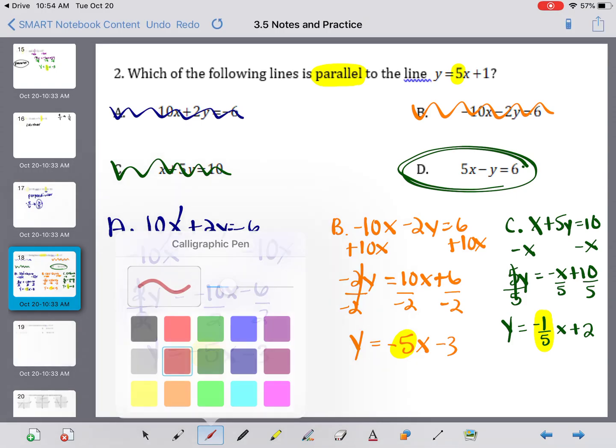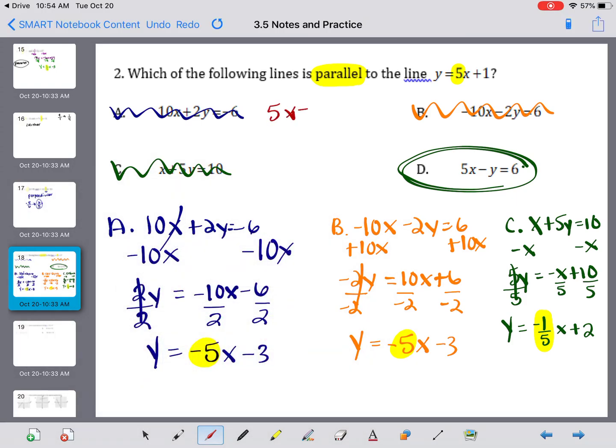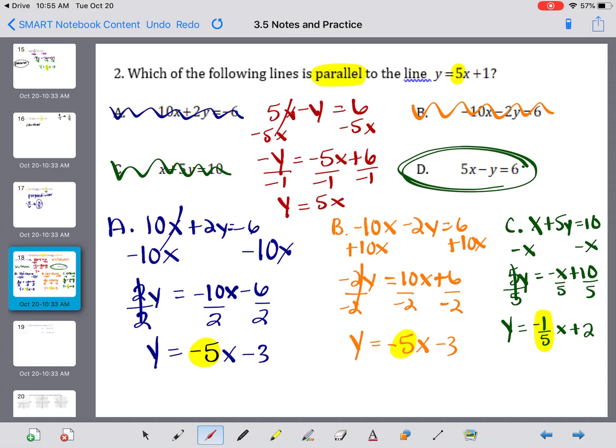I'm just going to show you why. Because when we solve for y, we move the 5x over. Divide by negative 1. So we get y is equal to 5x minus 6. They have the same exact slope. So therefore, they're parallel to each other.